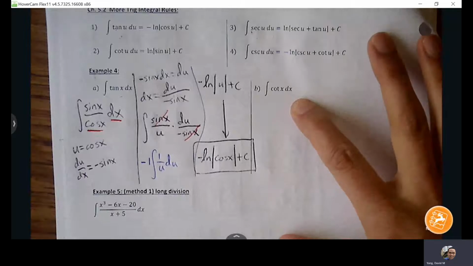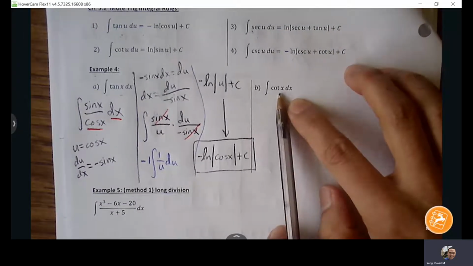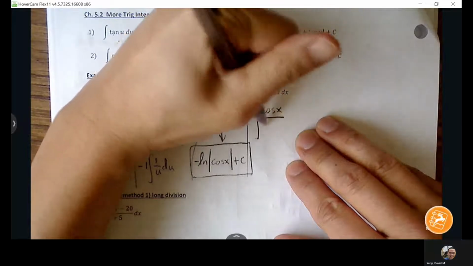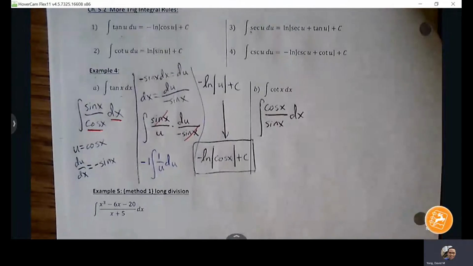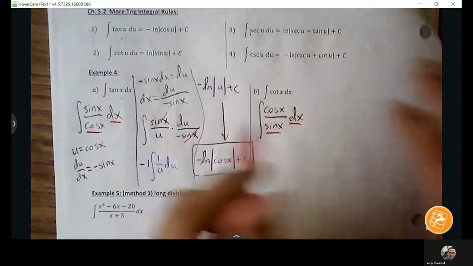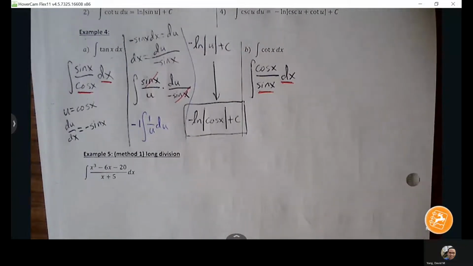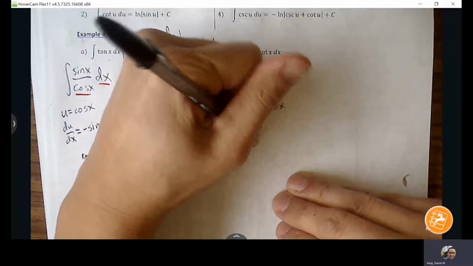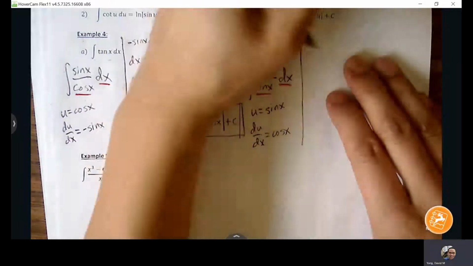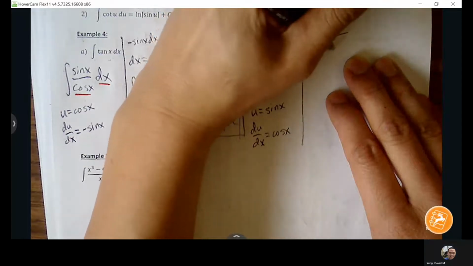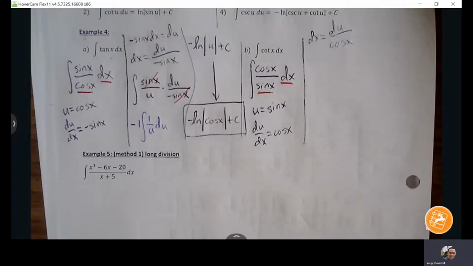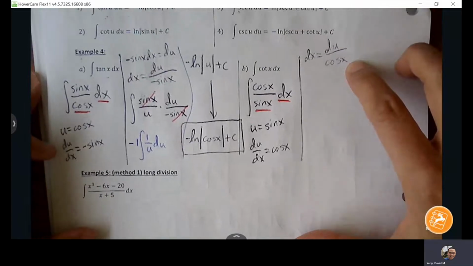Okay, let's practice part B, just going through that process. Okay, cotangent can be represented as what? Yeah, cosine over sine. So do that same process, but now you'll let your u value be sine of x. And we'll see a very similar thing show up.